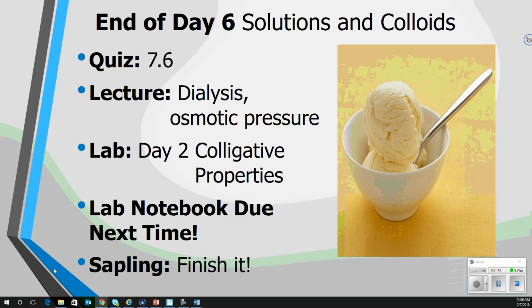Let's go ahead and go to our lecture. So, like I said, we're going into dialysis and osmotic pressure. Lab notebooks are due next time. You should be finishing Sapling if you haven't already. We're going to be doing the application part of colligative properties today, which is making ice cream, and I'll show you how to go through that. It is a fun thing that you can do on dates and all kinds of stuff, and I'll show you how to adjust it so you can do it.